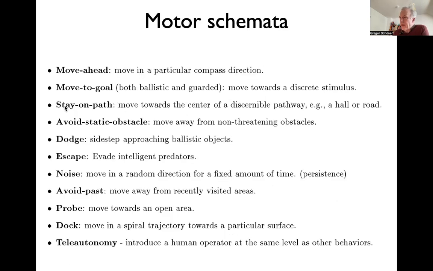So here are some examples of the kind of motor schemata they would have. Move ahead, move to goal, stay on path, avoid obstacle, dodge, which you can imagine for the military application. Avoid, like a memory trace of where you were, we would call it an inhibition of return. Don't go to those places again, to explore better. Go to open areas, docking, which means a particular way of approaching a position, and so on.